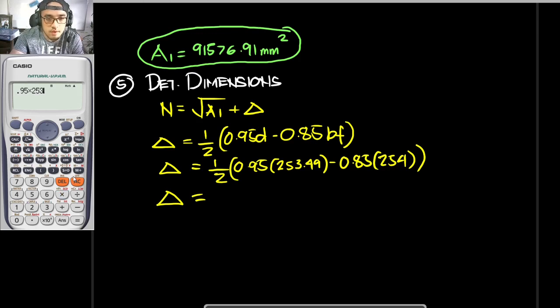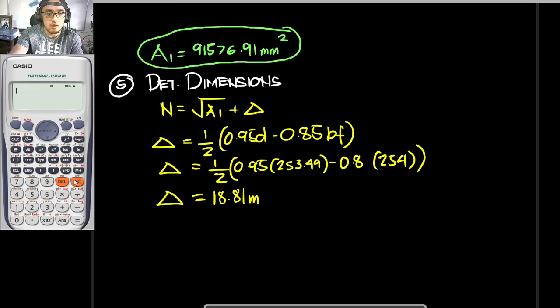0.95 times 253.49 minus 0.85. 0.8 lang dapat to eh. 0.8 lang. Okay, palagi ko nakakalimutan. 0.8 times 254. So our value for delta would be 18.81. So 18.81 millimeters.